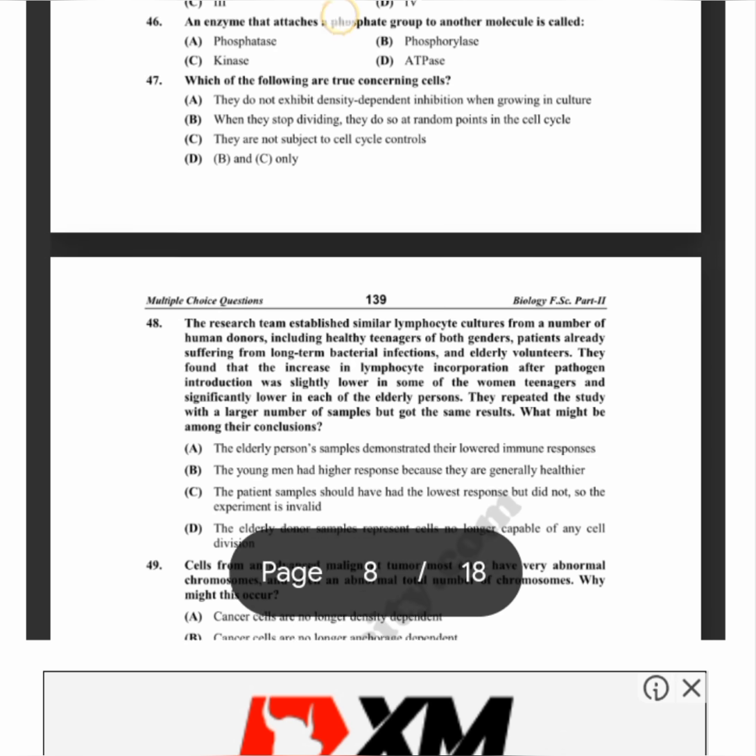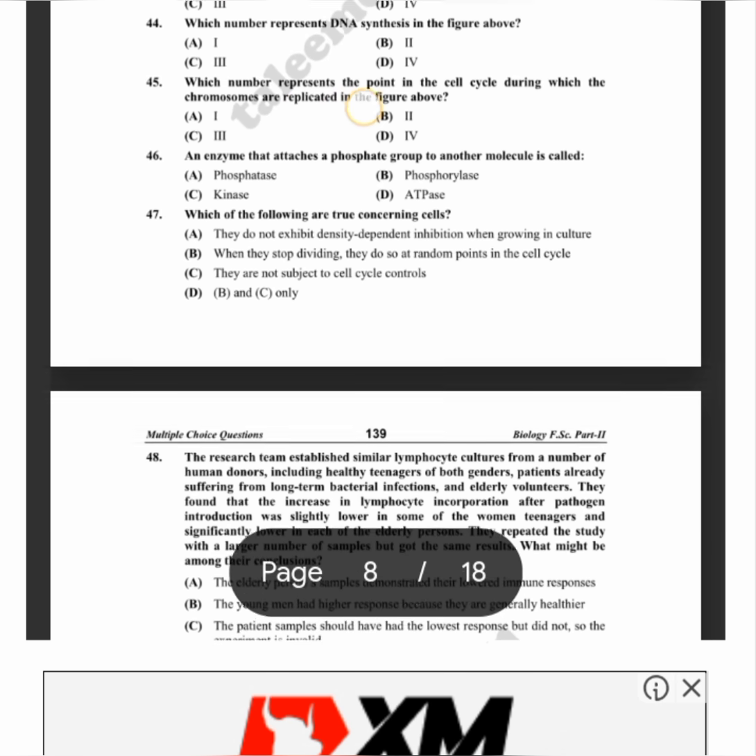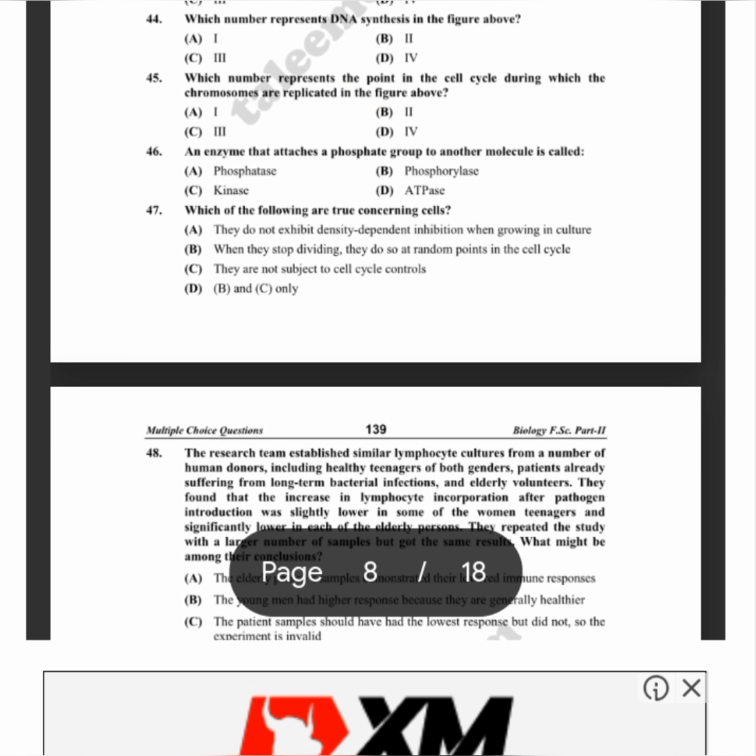MCQ number 48. The research team established a similar lymphocyte culture from a number of human donors, including a healthy teenager.